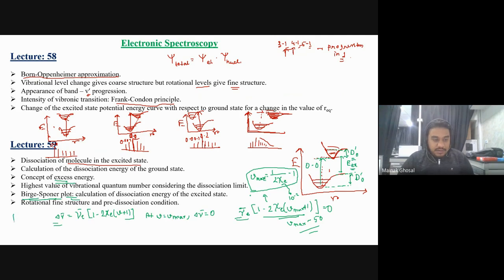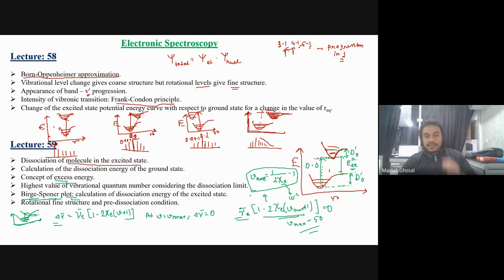What is the pre-dissociation condition? Suppose this is my ground state, and the excited state comes like this. After getting some energy, before going to the excited state, the molecule actually gets dissociated. This is called the pre-dissociation condition. Before crossing this, it gets dissociated.